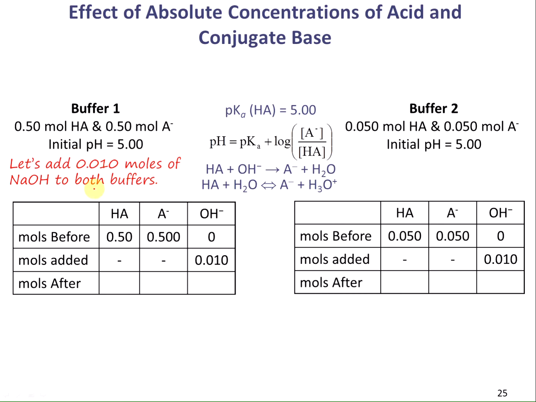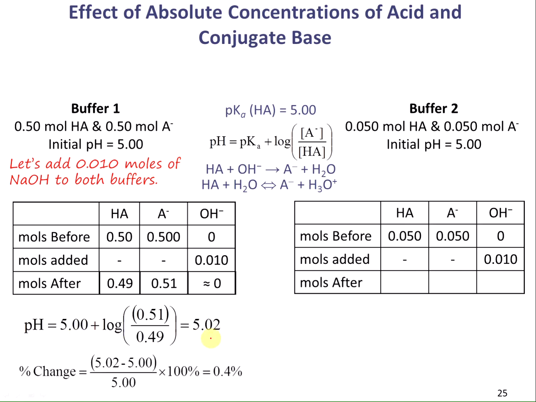Well, when I do my limiting reagent problem and I consume part of my HA with the sodium hydroxide in that neutralization reaction, my HA concentration goes down and my A minus concentration goes up. If I plug this into my Henderson-Hasselbalch equation, I get a pH of 5.02. And this is a percent change of 0.4%.